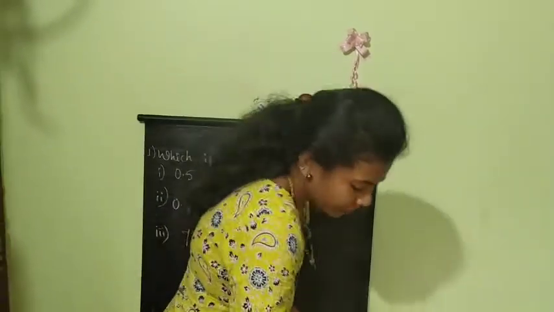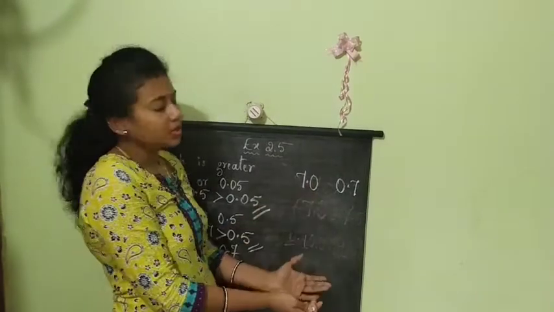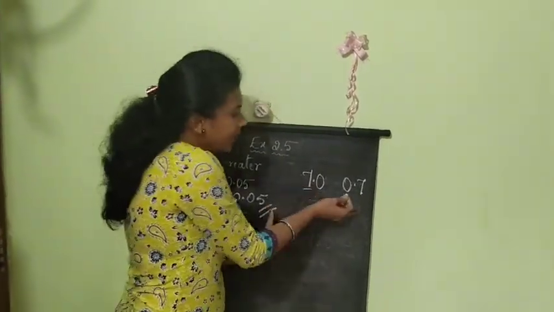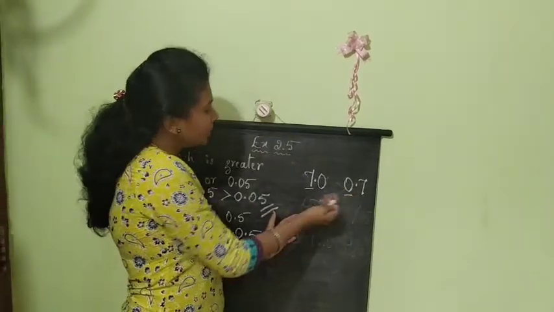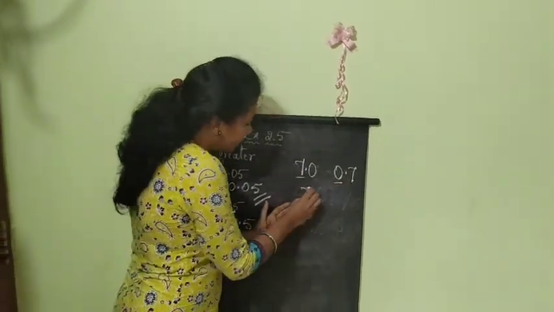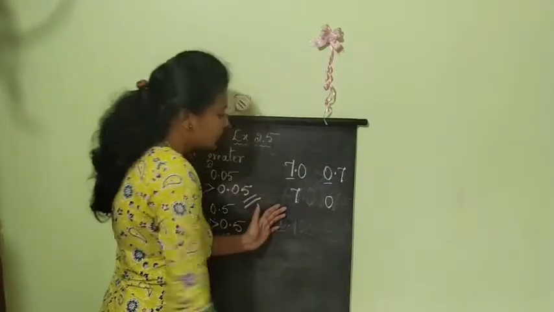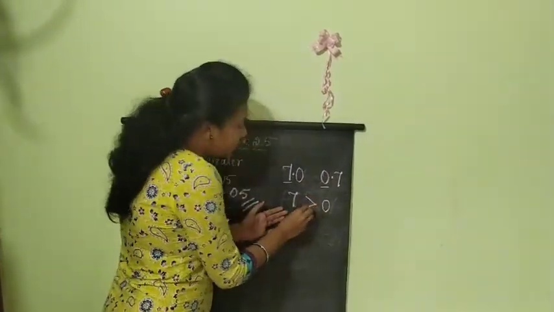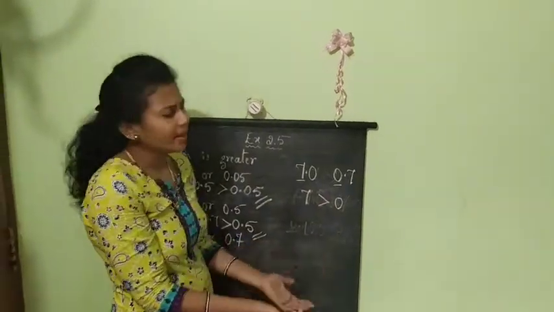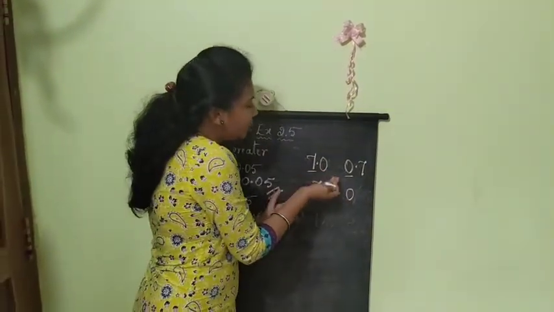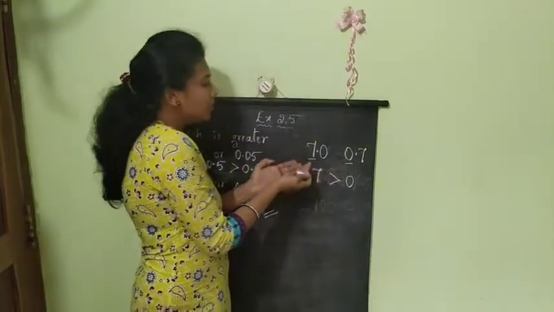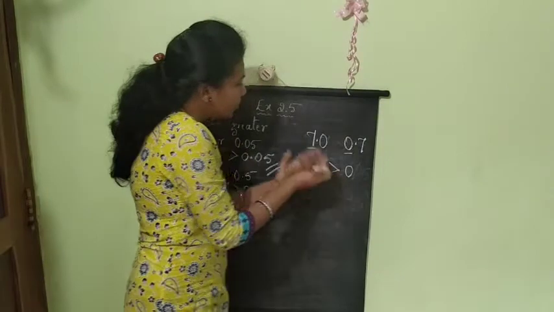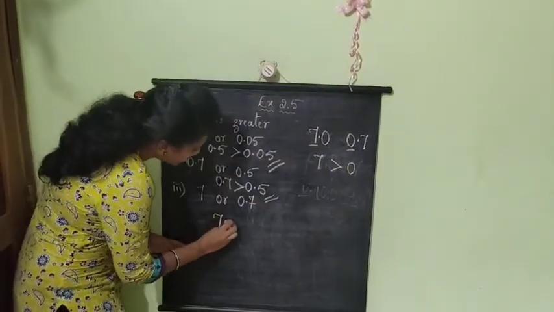Now see the leftmost digits in both the numbers. Here it is 7 and here it is 0. Compare the numbers. Yes, you can see that 7 is greater than 0. And now you are comparing with the right digits. After the point, no need to worry because you have already got the leftmost digit, that is 7 greater than 0. So the answer is 7 is greater than 0.7.